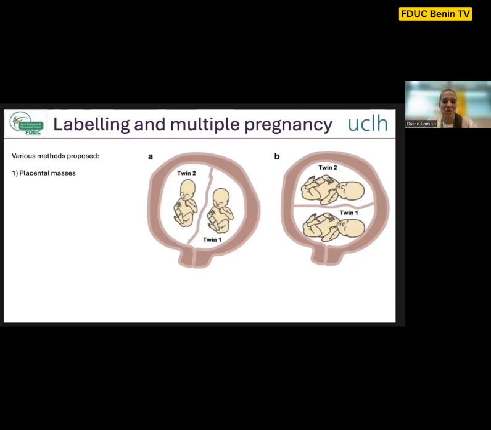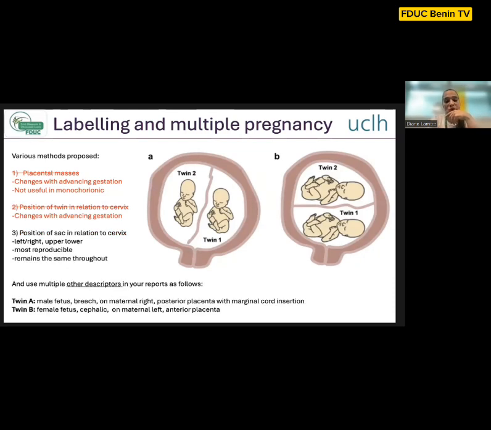So we don't tend to go on the basis of placental masses. The other option is to look at the position of the twin in relation to the cervix. This can quite easily be done in early pregnancy. Again, the problem with this is that this can change with advancing gestation, and it quite often does. So really what we tend to do and tend to recommend, because it seems to be the most reliable, is that we look at the position of the gestational sac in relation to the cervix. So not the baby, not the placenta, but the gestational sac in relation to the cervix.